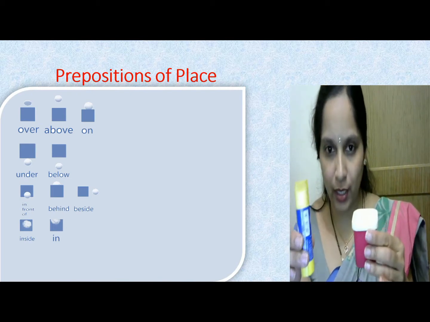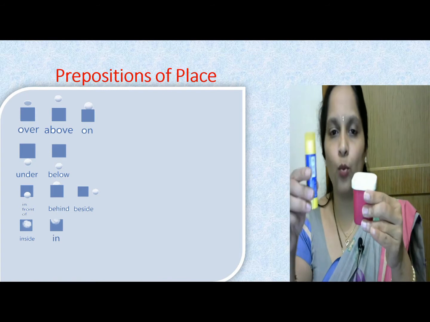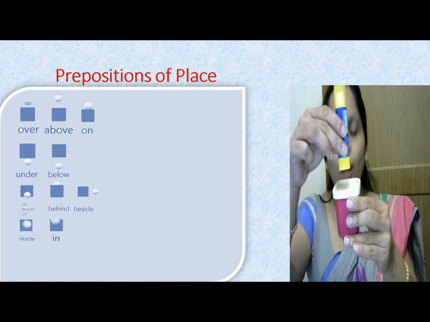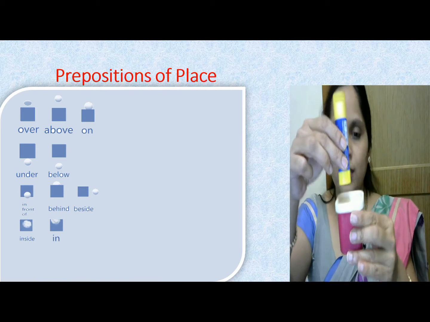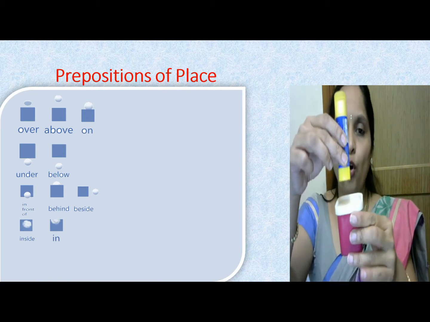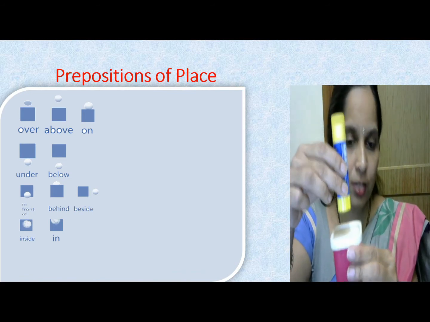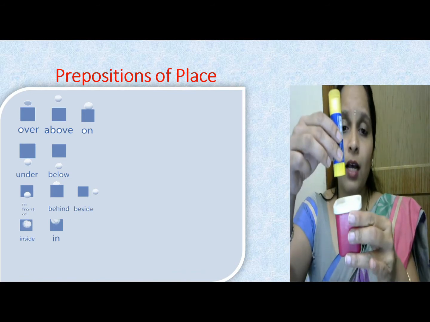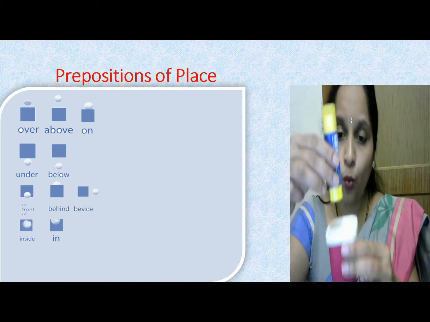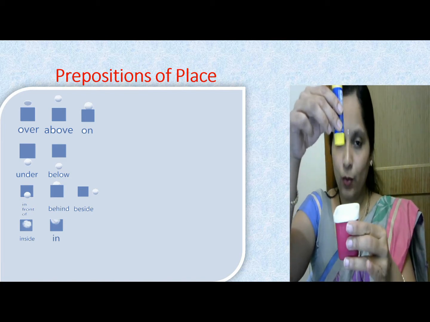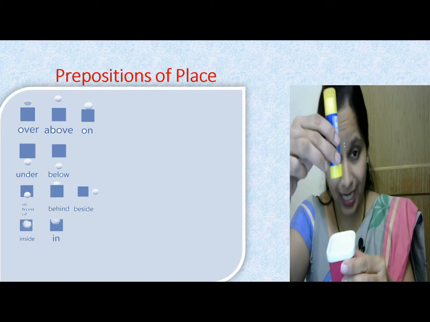Where is the glue stick? If I ask you the question, how will you answer? If I keep the glue stick like this, what will you say? Where is the glue stick? The glue stick is over the box. Okay, the glue stick is over the box. If I ask you, where is the glue stick? If again, the question is, where is the glue stick now?